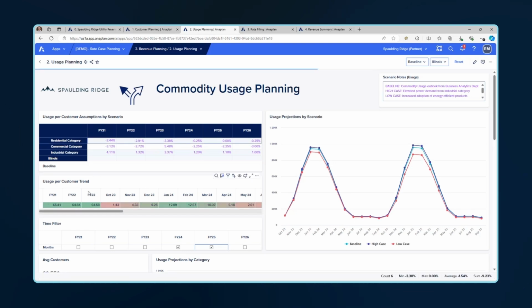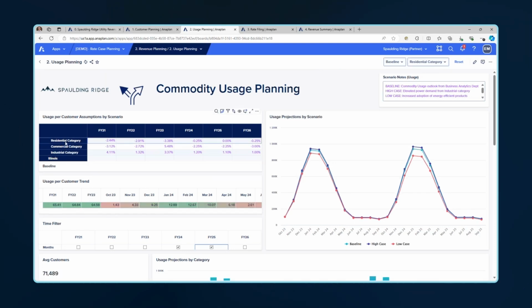To be able to see insights into individual rate categories, we can just click on here, like seeing residential, and our trend line below shows us each month what the usage per customer was during those months. So we get that insight while we're planning, we get those analysis insights. You can see as we build up each case, there's trend lines off to the right here.